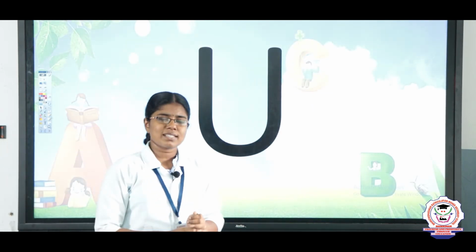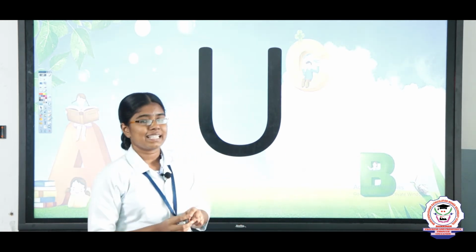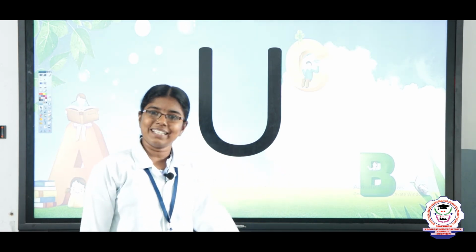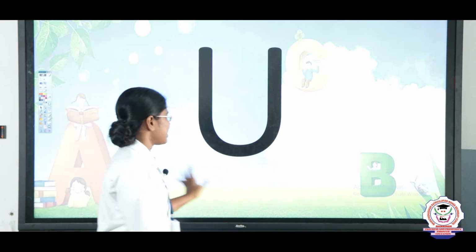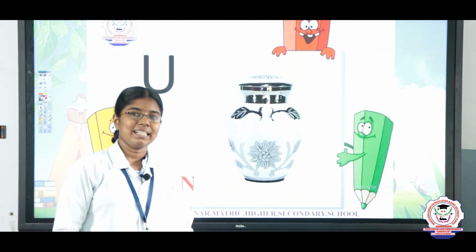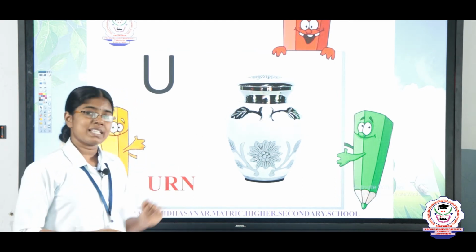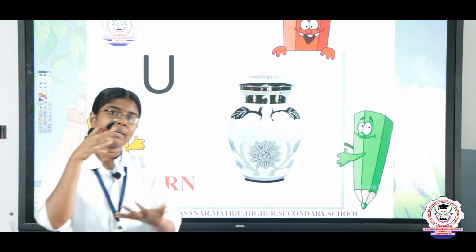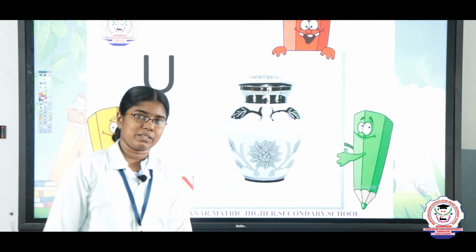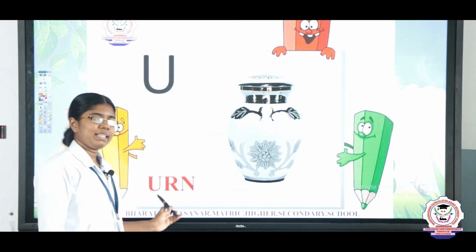what letter is this? Oh, this is an upward open curve, right? You're brilliant. But what letter is this? As a letter, we can call it U. What letter, children? Yes, U. See, U for urn. What is it, children? Urn. It is a vessel. Okay, we can keep anything, whatever we want, inside it. Okay, U-R-N, urn.